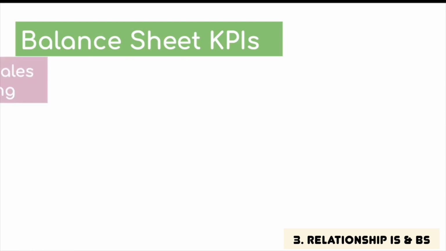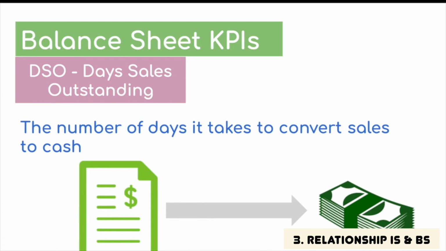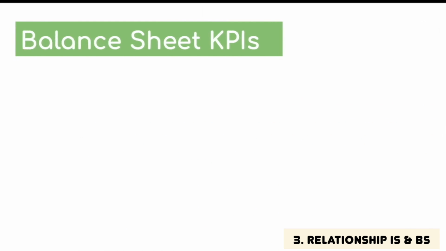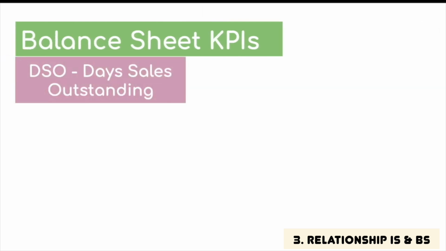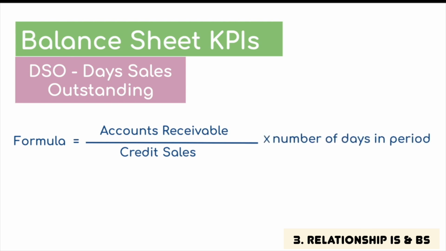All right, so days sales outstanding is an important balance sheet KPI, and the definition of it is the number of days it takes to convert sales into cash. So let's take a look at how to calculate this KPI. When you look at days sales outstanding, you take the accounts receivable balance and divide it by the amount of credit sales, and then you multiply that by the number of days in a period.